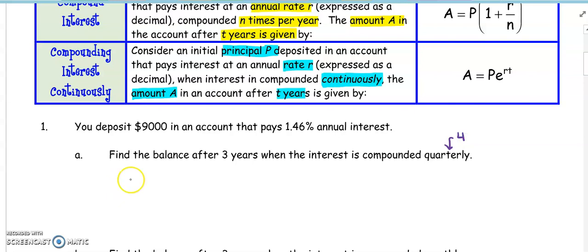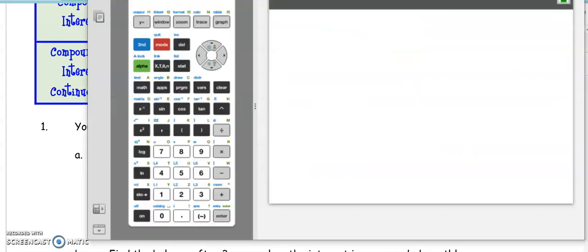Let's work with our equation. A is equal to the original amount, which is 9,000, times 1 plus R. R in this case is 0.0146 divided by n. n was 4, to the nt power. So that's 4 times 3 power. Now you could try plugging this into your calculator all at once. Chances are you're probably going to miss a parenthesis someplace. So I work from the inside out when I do this.